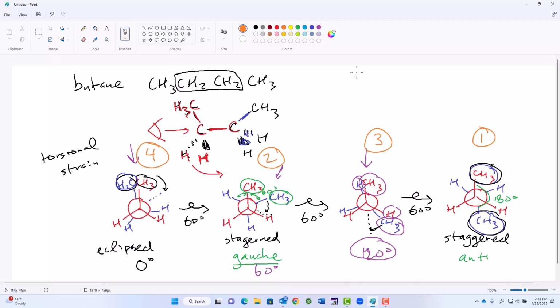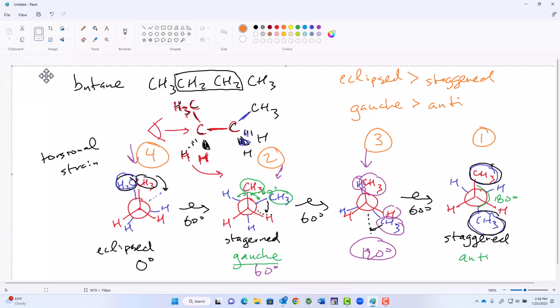So again, eclipsed is always going to be higher in energy than staggered, and within staggered, gauche is going to be higher in energy than anti. And that is across the board universally true. So let's draw a conformational analysis of butane, the same graph that we did for ethane.